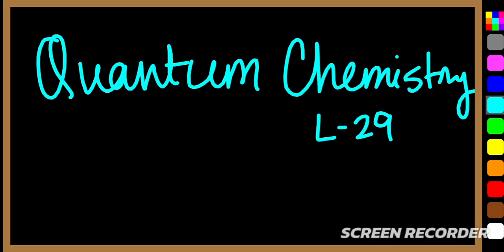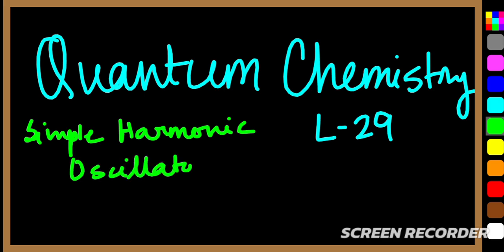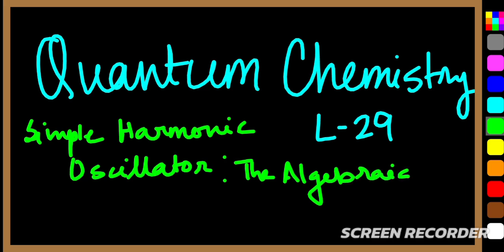Okay, so today I have to discuss, again, quantum chemistry lecture number 29. My topic is the simple harmonic oscillator, that is, the algebraic method. Okay. So today I have to discuss the simple harmonic oscillator, that is, the algebraic method.